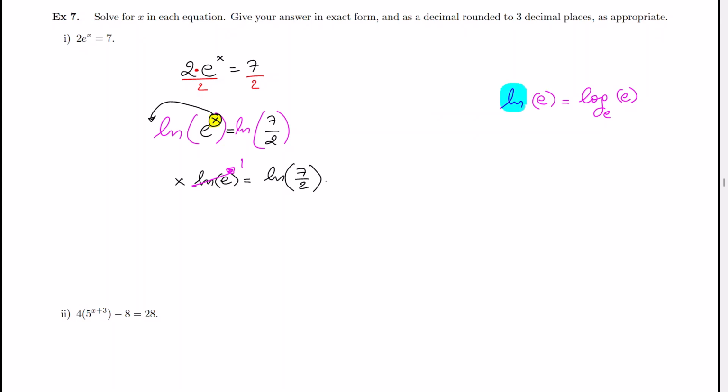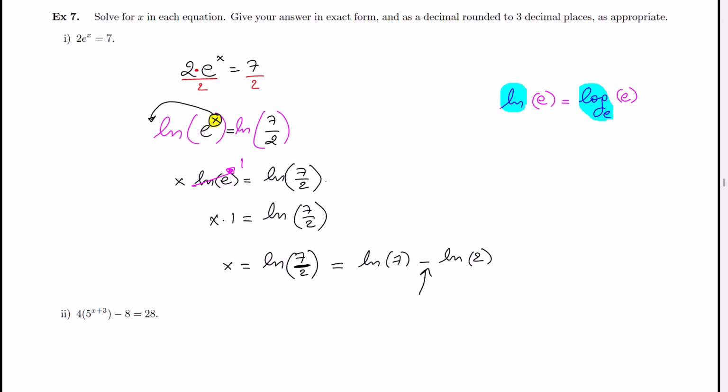Remember, ln is notation for log base e. So this ln replaces log base e. But what exponent do I put on top of this e to see the argument at the end? Well, the exponent that I need to put in is just 1. So this is why we can say that x times 1 is equal to ln of 7 over 2. But x times 1 is just really x. And so the exact answer is that x is ln of 7 divided by 2. If you like, you can use other properties of logarithms to write it as ln of 7 minus ln of 2, because ln of a fraction is the difference of ln's.